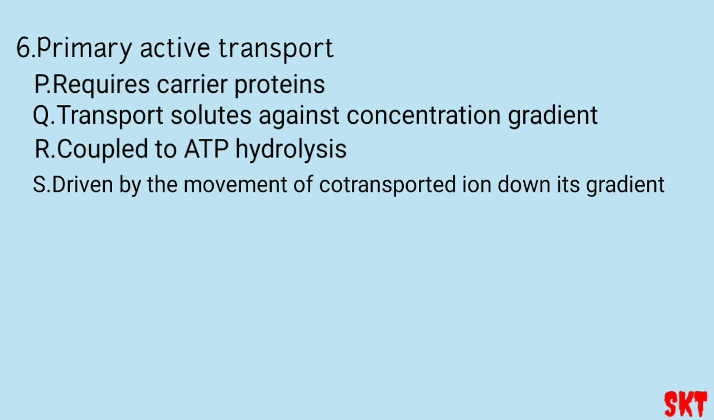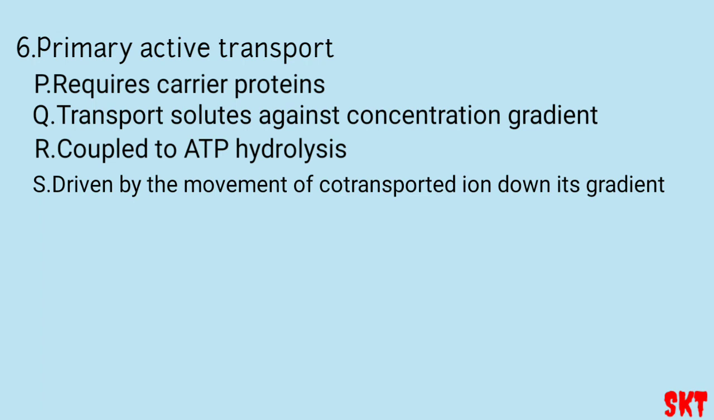So now let us look at what is primary active transport. Transportation across plasma membrane is divided into two types. First one, passive transport, where there is no use of metabolic energy, and the second one is active transport. Active transport is again divided into two types, primary active transport and secondary active transport. The primary active transport uses metabolic energy, that is ATP, to transport solutes against concentration gradient. So let us look at the sentences.